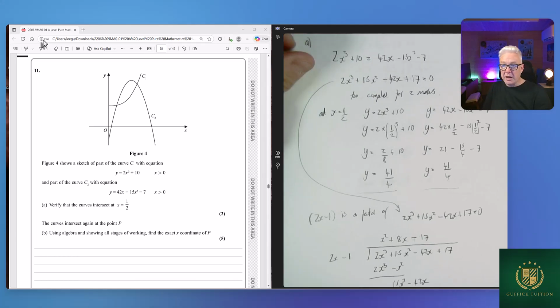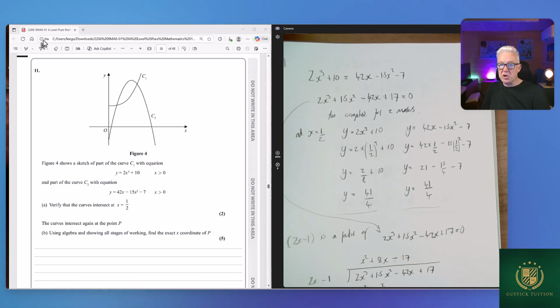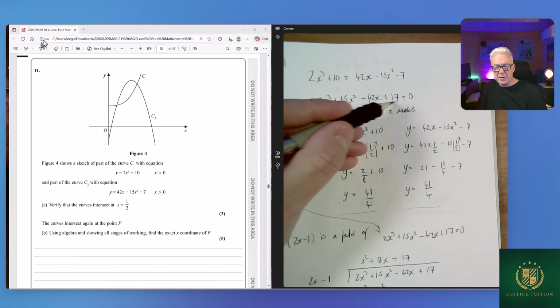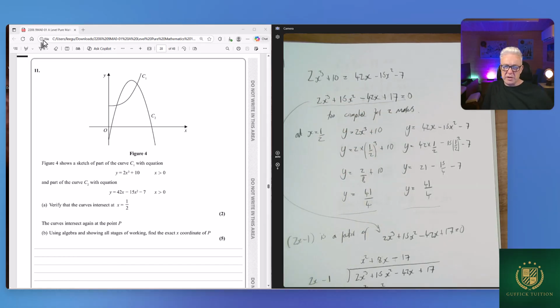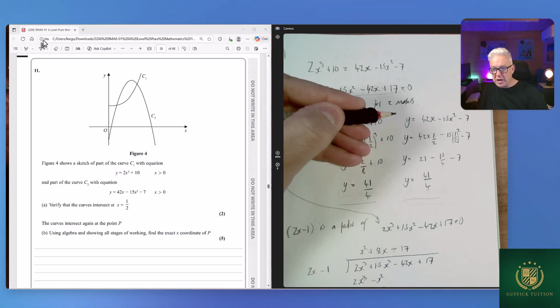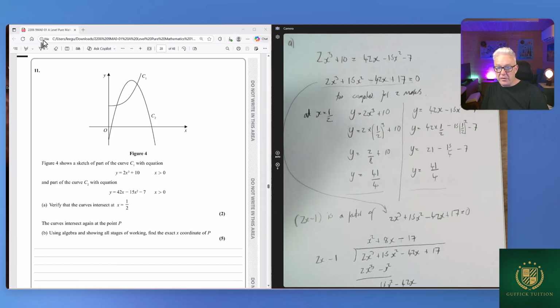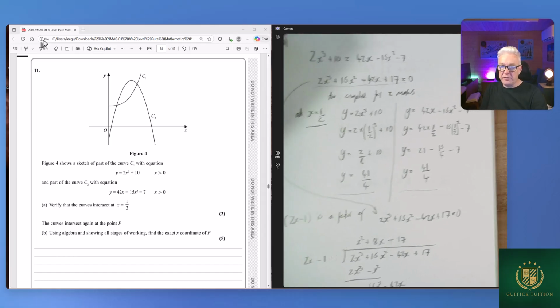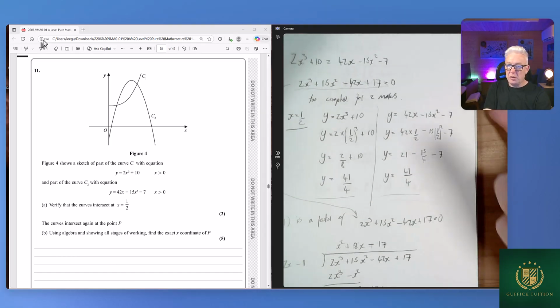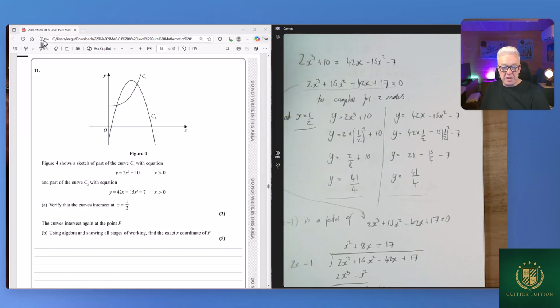So initially I started this question by putting the two equations equal to each other, and I was going to go about solving them, and I thought, wow, solving that cubic looks like a lot of work for 2 marks. So I thought surely there must be an easier way to do it. Because it just says the word verify, I thought, why don't I just sub in x is a half into both equations and show that we get the same result. So that's what I did.